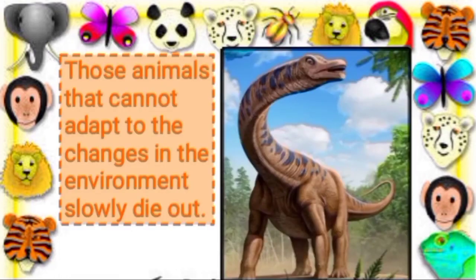So, like plants, animals have also developed certain features which help them to survive in the environment. And those animals that cannot adapt to the changes in their environment slowly die out. For example, the dinosaur.